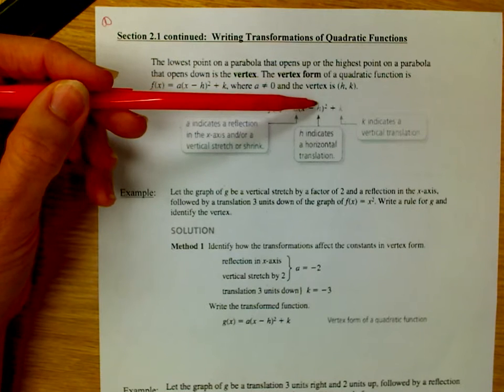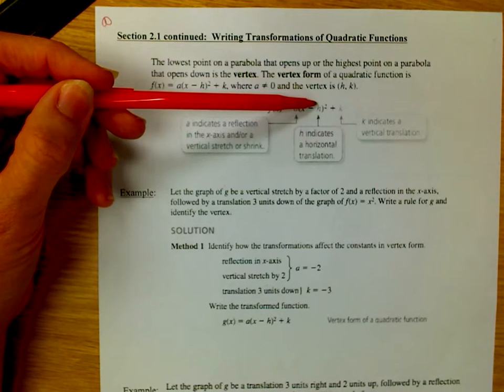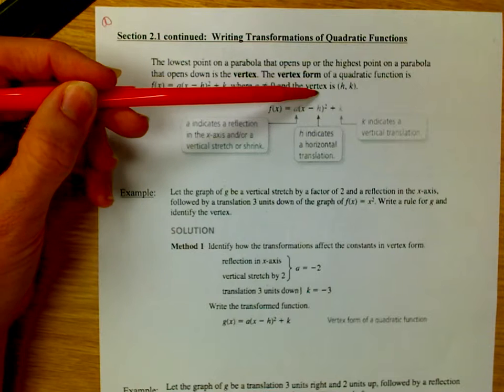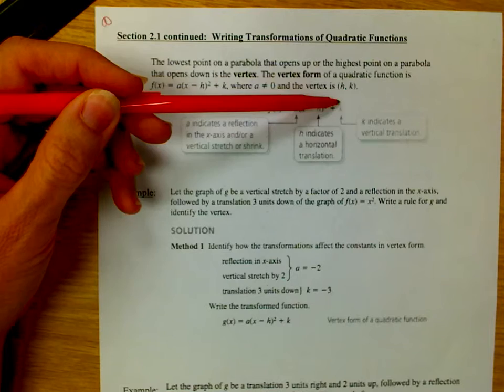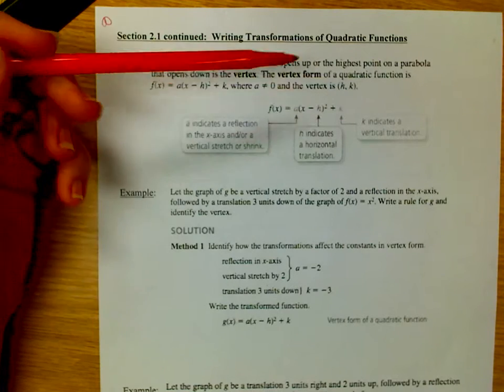The x minus h lets us know if there was a horizontal translation. This is your left and right motion. So x minus h goes to the right, x plus h goes to the left. And then k causes a vertical translation, moving up or down.